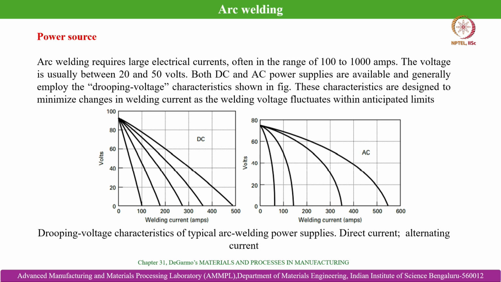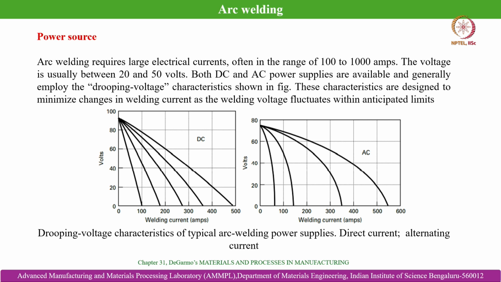Regarding the power source, please recall that in one of the earlier classes we discussed the drooping curves between current and voltage characteristics. That is a very widely accepted current voltage characteristic considered in arc welding. Why so? Because any change in the arc length, because of the operator or the welding conditions, should not cause much change in the current. There can be voltage fluctuations in the workplace also, but that should not alter the current significantly. So that's why we use the drooping voltage characteristics.